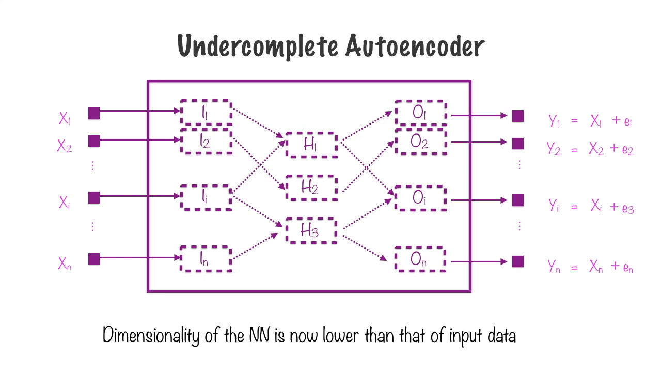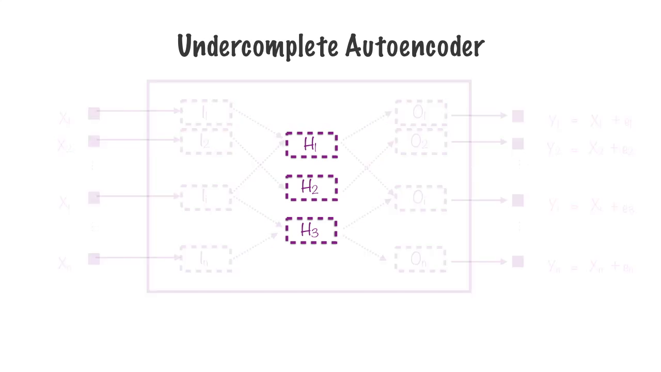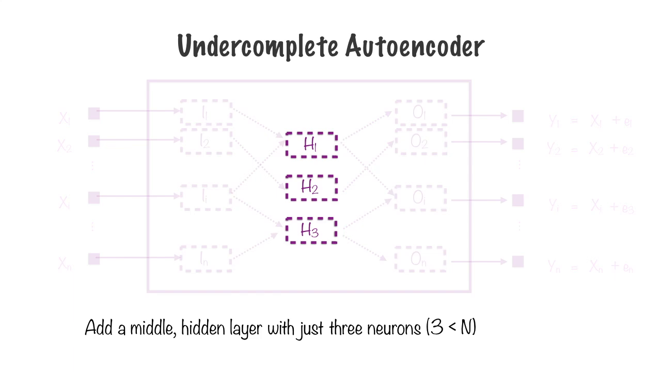The dimensionality of the neural network, as defined by the hidden layer, which has just three neurons, is lower than that of the input, which has n dimensions. To the trivial autoencoder, we added a middle layer with just three neurons. The choice of three here is kind of arbitrary. You could have chosen any number as long as it's less than the number of inputs. What this hidden layer does is that it forces an n dimensional input to be represented in terms of three neurons or three dimensions, which is why the reconstructed output will not be a perfect match.